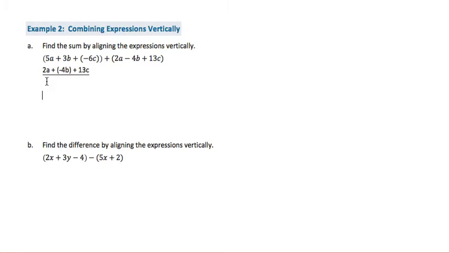But once we line those up vertically, we can see 5a plus 2a is 7a. And then 3a plus negative 4b is negative 1b, or negative b. Negative 6c plus 13c is 7c, positive 7c. And so our combining gives us 7a plus negative b plus 7c, which we could rewrite as 7a minus b plus 7c.